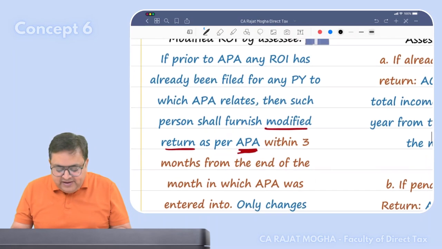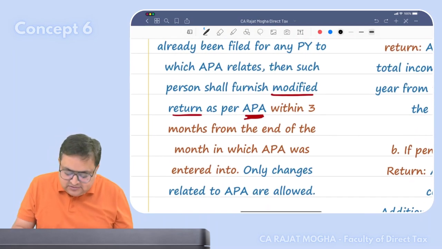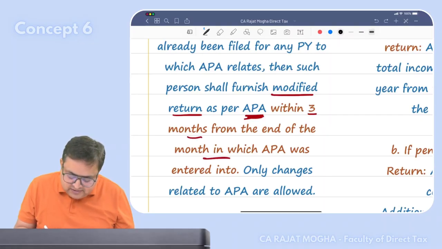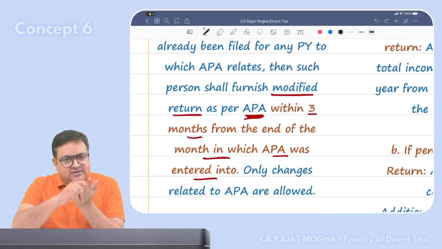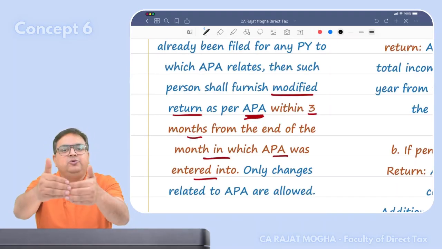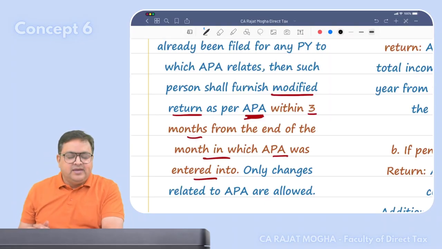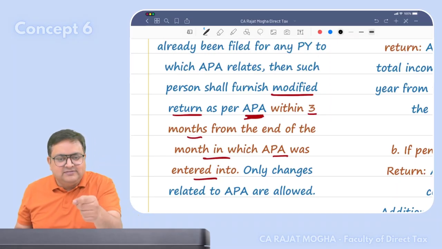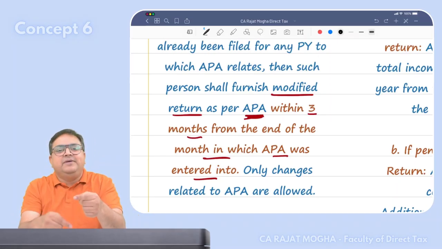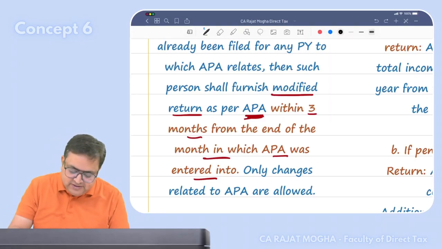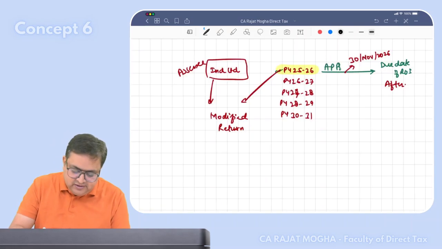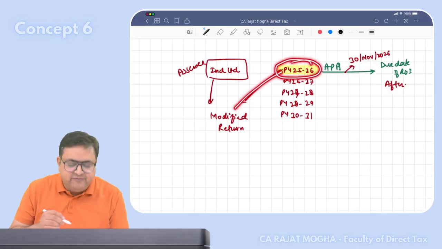Now, how much time limit will we give him? Very, very important. Within 3 months from the end of the month in which APA was entered into. So whenever the APA was signed, come to the last day of the month, and from there we will give you 3 months. Understood? Easy. Now for this year, he will file a modified return.